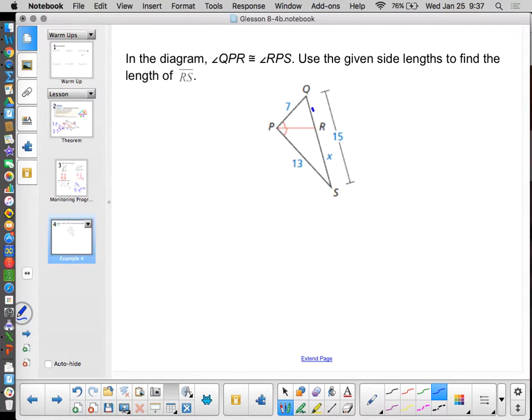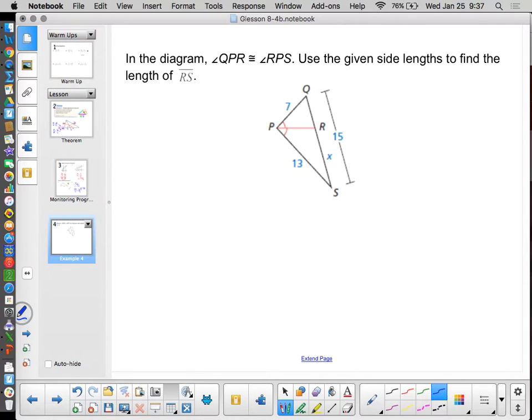value for QR. Now, I could just say that equals y, but what happens? When I set up my proportion, I get 7 over y equals 13 over x, and when I cross multiply, I still have two variables. That doesn't work very well. So what I'm going to have to do is use the information I'm given to create an expression for QR.